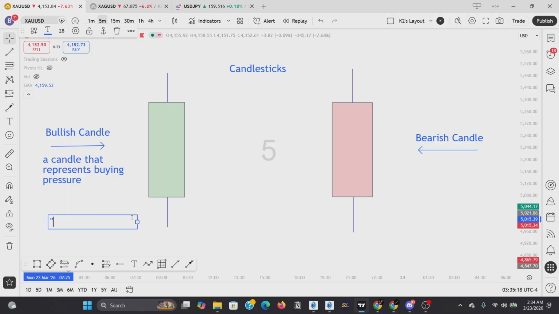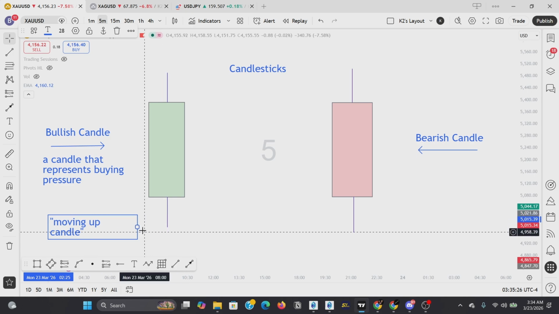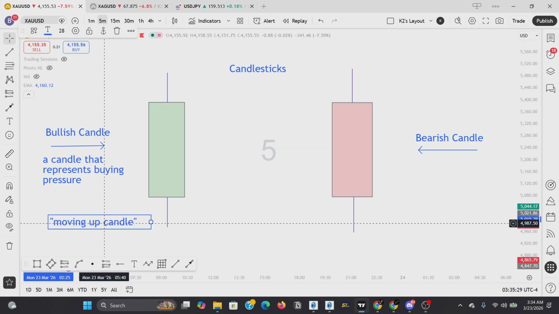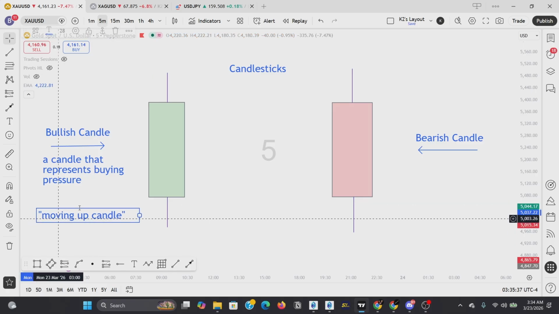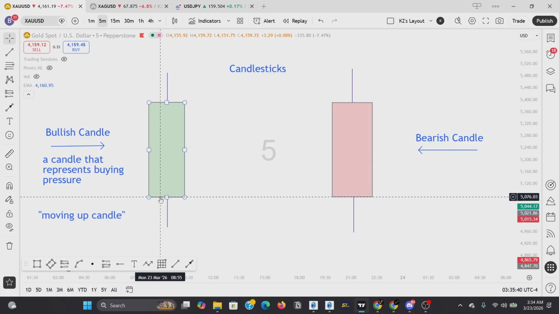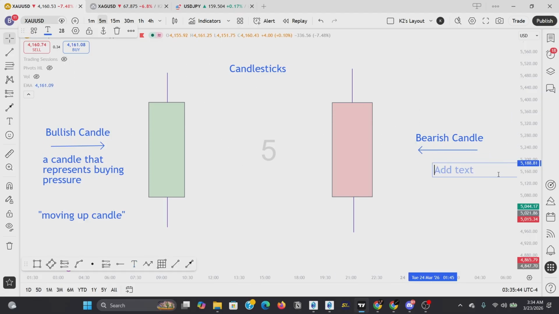Here, I'll write this down too. A moving up candle. That'll make it easier for you to remember. A bullish candle is a moving up candle. Think of it like a bull's horns. Which direction do they face? They stick up. A bull's horns stick up. Bullish candles move up.